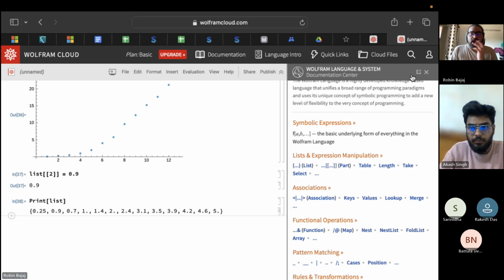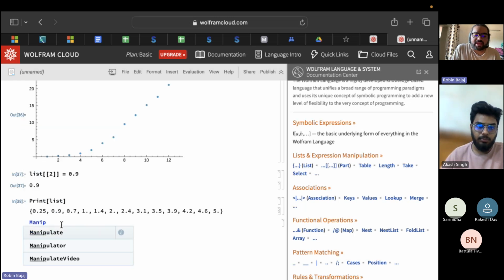Another thing: let's say you want to see a function and animate it as a function of a parameter. How would you do that? Have you seen the Manipulate function? Yes, sir. Right, how do you use Manipulate? All the other things are quite similar; the whole syntax we should put inside of the Manipulate.